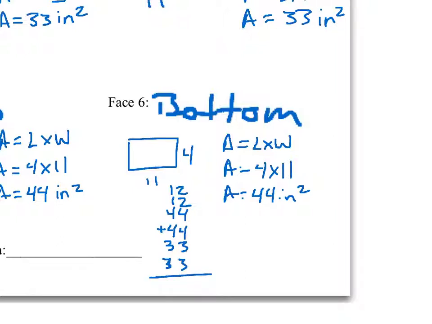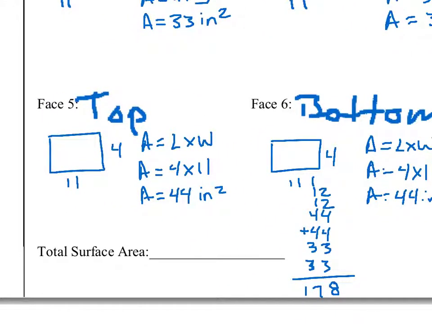Good to go. 2 plus 2 is 4. Plus 4 is 8. Plus 4 is 12. Plus 3 is 15. Plus 3 is 18. Carry the 1, 2, 3. Plus 4 is 7. Plus 4 is 11. Plus 3 is 14. Plus 3 is 17. 178. So my total surface area is 178 square inches.